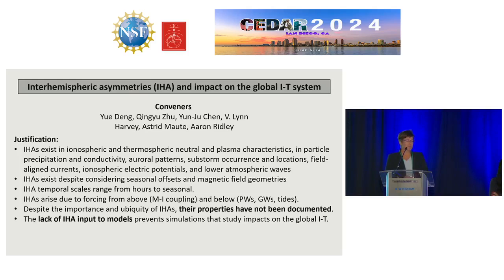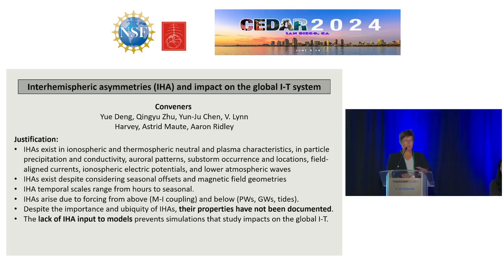The justification for this Grand Challenge has been that interhemispheric asymmetries exist in both the ionospheric and thermospheric, neutral and plasma, different phenomena, the particle precipitation, conductivity, auroral patterns, and so forth, as well as in lower atmosphere properties, in large part because of the interhemispheric asymmetries in the polar vortices, which are ultimately tied to the fact that in the Antarctic you have a continent, and in the Arctic you have an ocean. So the stronger polar vortex in the Antarctic filters waves, gravity waves, planetary waves, and tides differently.